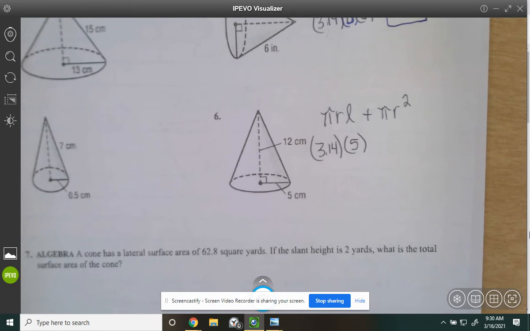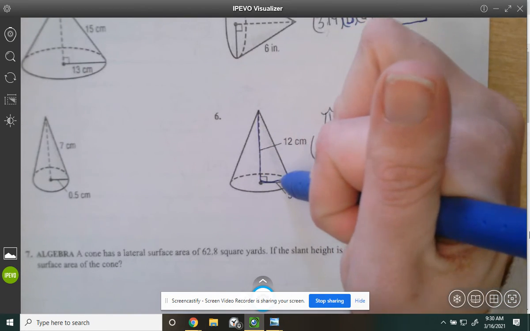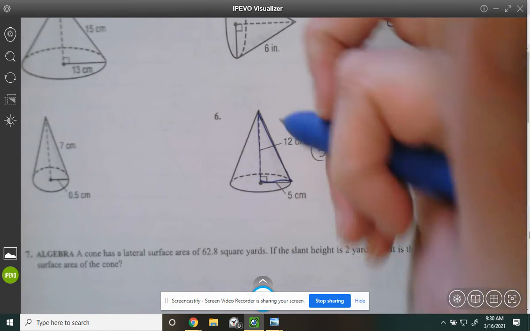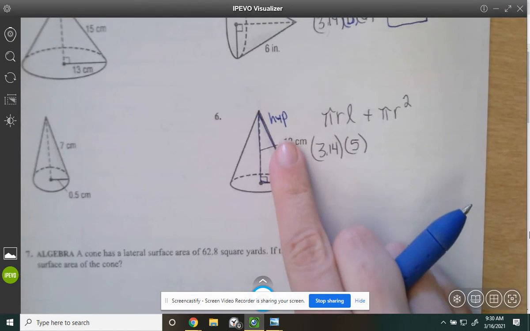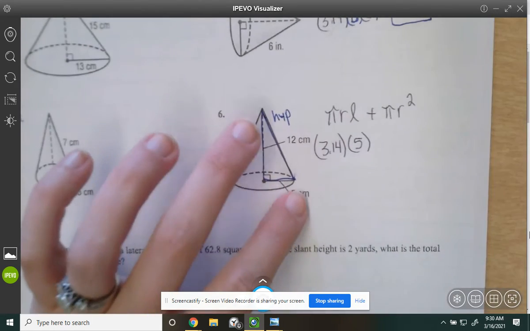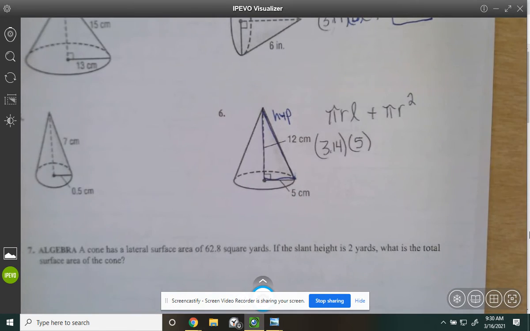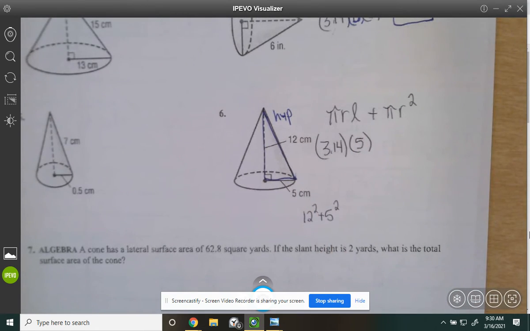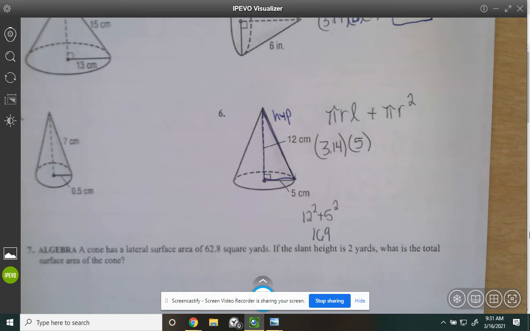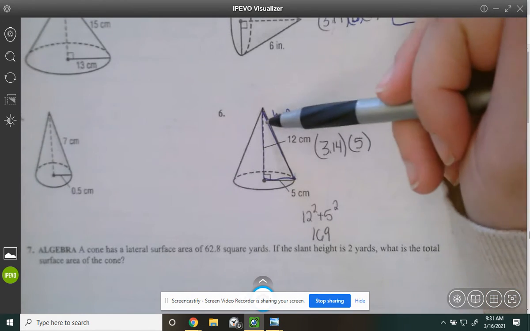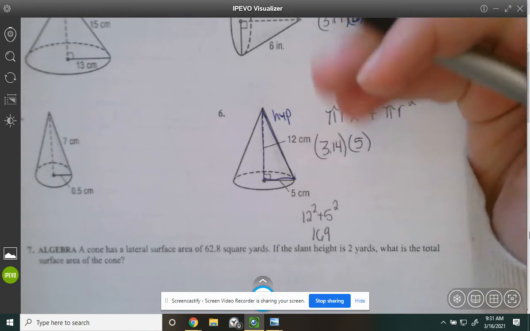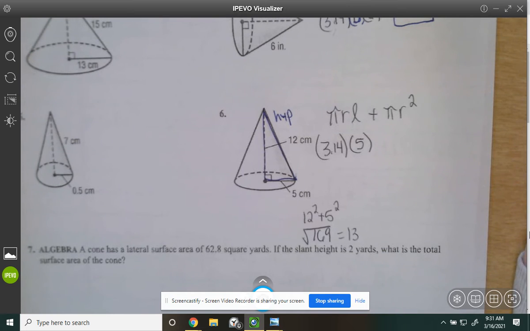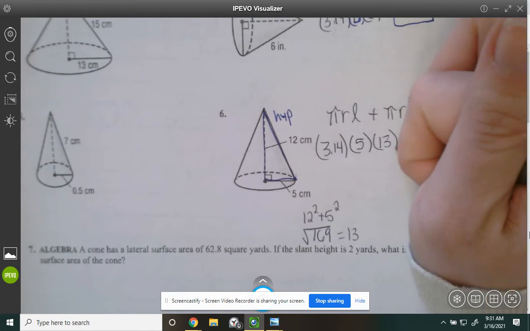Well, if you guys look at this, what kind of triangle do I have right here? I have a right triangle. So the slant height is also the what on the right triangle? It's my hypotenuse. So if I know both of my legs and I'm trying to find my hypotenuse, what am I going to do with 12 and 5? I'm going to square them and add them. So if you square them and add them, you get 169. But that does not make sense for that to be 169 centimeters. So don't forget that you have to square root that. So if you square root that, you get 13. So my slant height is actually 13.